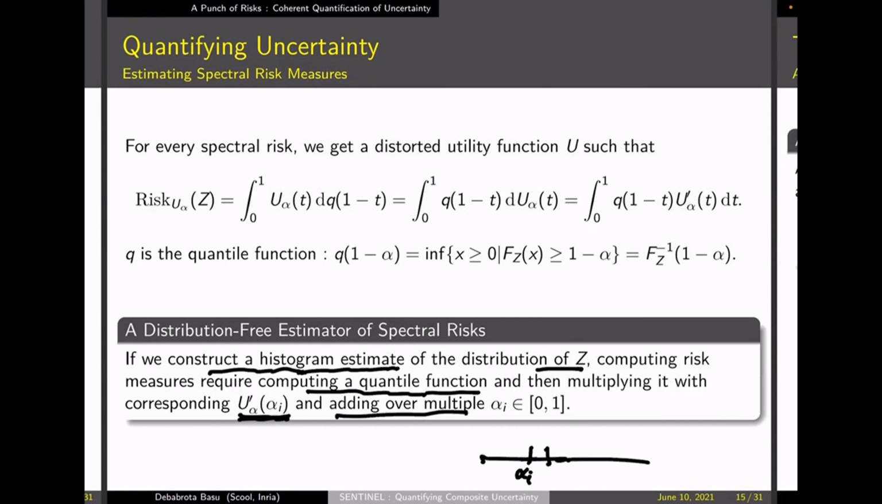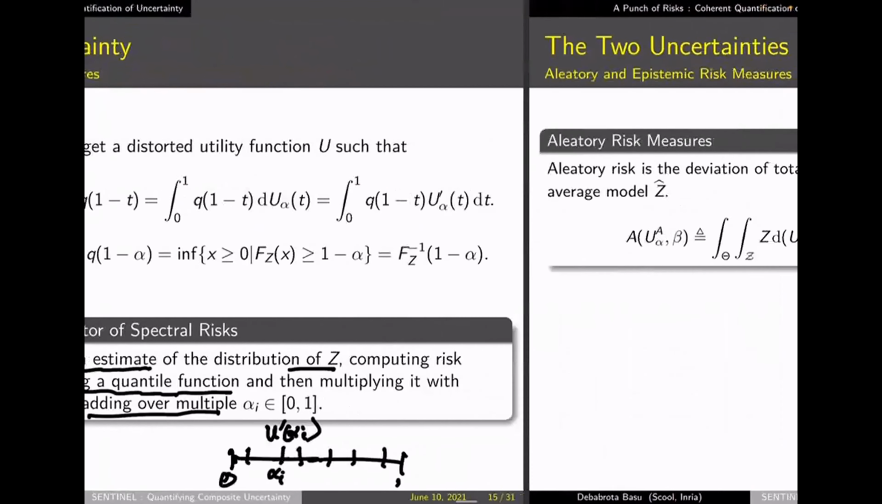So if your range is say from 0 to 1, and you have defined multiple alpha I and calculated each quantile value at this and each U prime alpha I in here, you just multiply them, sum them, you get a proper estimate of your risk. And it becomes really simple without a complicated estimator. You don't need a distribution for this. So that's how we have made a proper estimator of risk, and we are interested to use this for all the good algorithmic purposes.